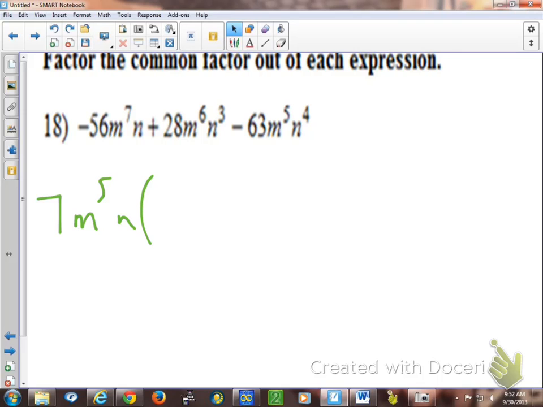So, here we go. Negative 56 divided by 7 is negative 8. 7 m's minus 5 m's is 2 m's. And we took away the only n we had, so we're done with that one. Plus, 28 divided by 7, 4. 6 m's divided by 5 m's, 1 m. And 3 n's divided by 1 n.